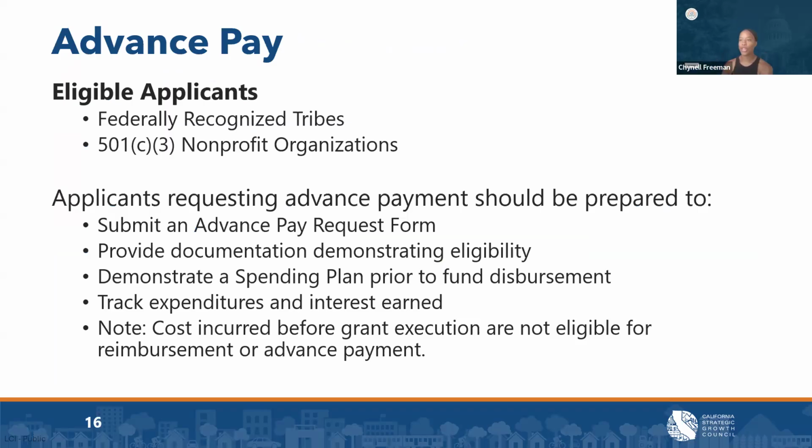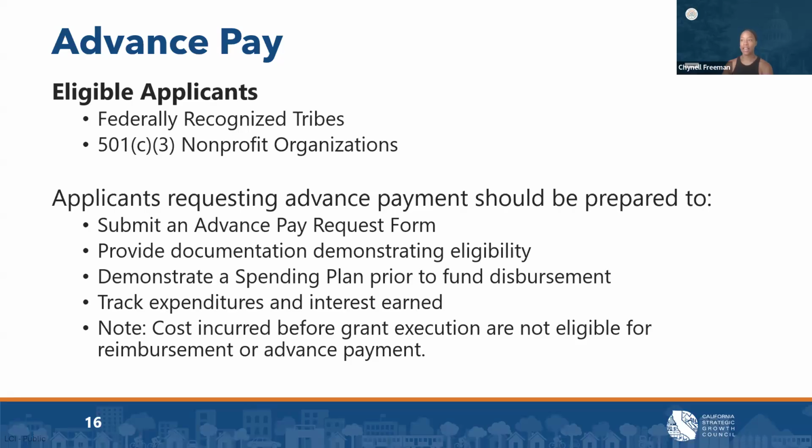Moving along, we will now discuss advance payment. Certain applicants may be eligible to request advance payment under this program. Current eligible entities include federally recognized tribes and 501c3 nonprofit organizations. After award, grantees seeking advance payment should be prepared to complete several requirements as part of the process.